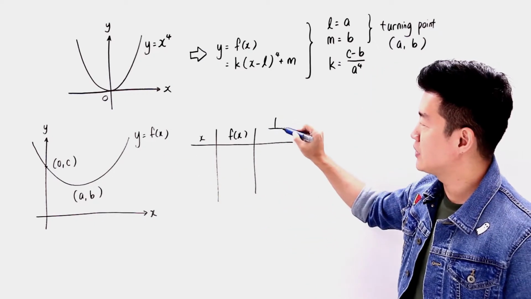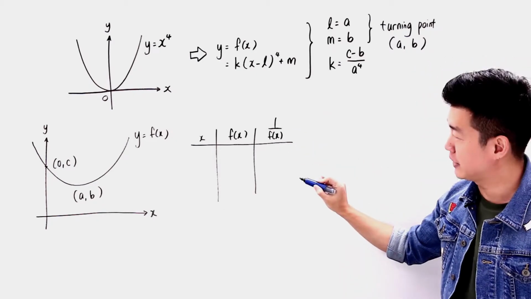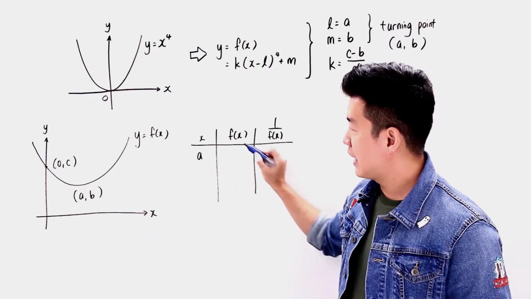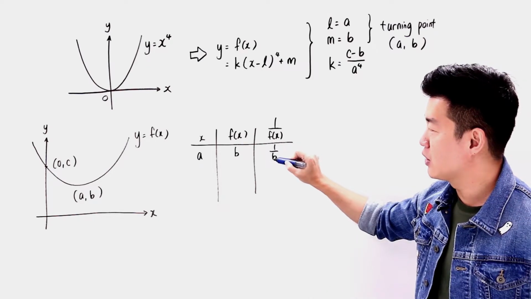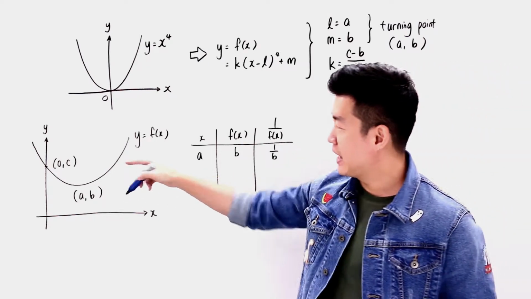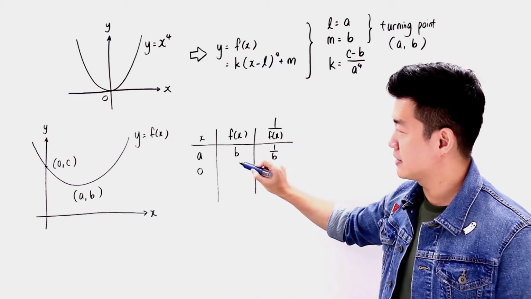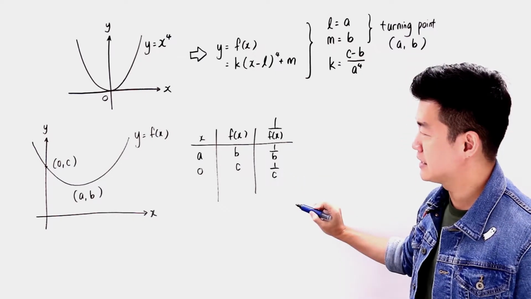And I'm going to ask myself what is going to be the new y value, which is going to correspond to 1 over f(x). So when x is A, f(x) is going to be B, so 1 over f(x) will be 1 over B. And when x is 0, the y value, which is f(x), is going to be C, so 1 over f(x) will be 1 over C.